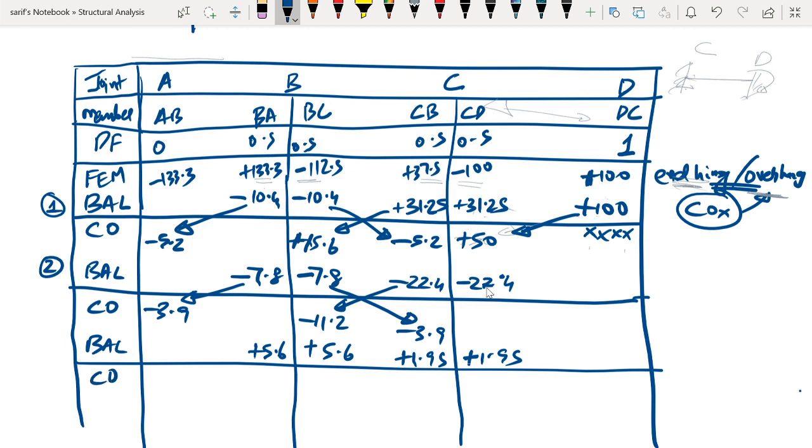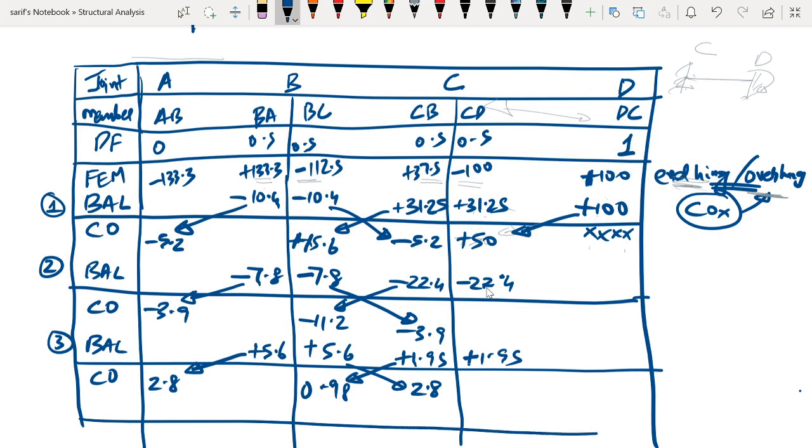Again, next step is, so this is balancing number 3. Next step is again carryover. We will carry over to every point except an end hinge or an overhang. So we will get 2.8 here. If we carry over this, we will get 2.8, and this one can be carried over, and we will be getting 0.98.